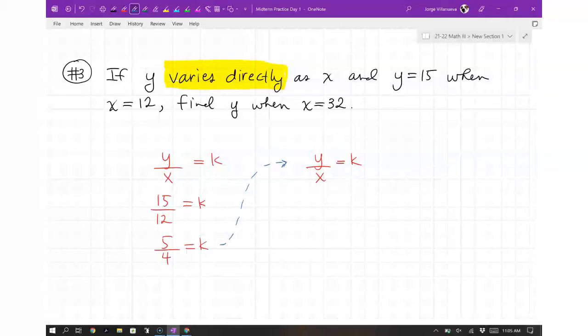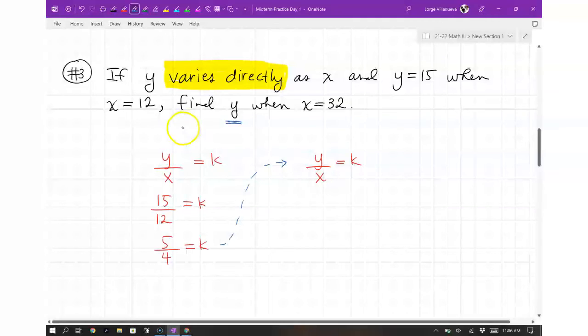Since there are 3 variables in the equation, you need 2 in order to solve for the missing one. What's the missing one? Right now we're going to find y. The first piece of information gives you enough to find k. Once you find k, you plug it into the other equation along with the other piece of information. What do they tell us? They say find y when x is 32.